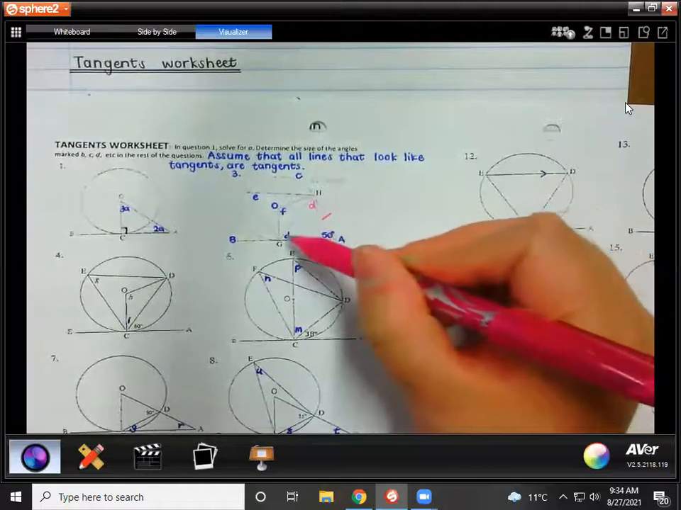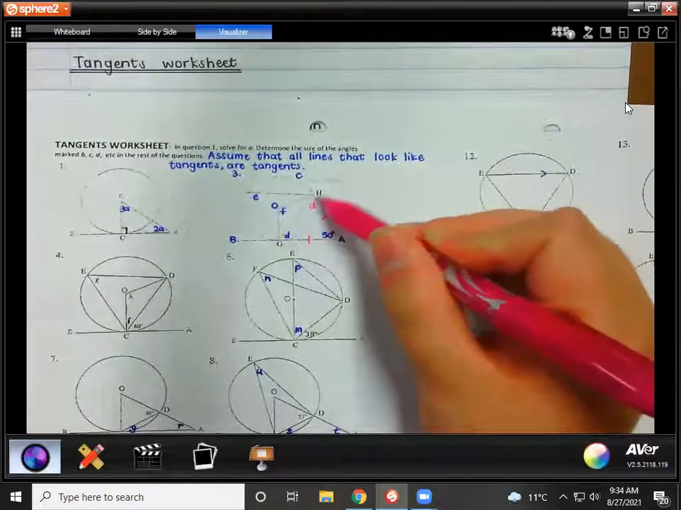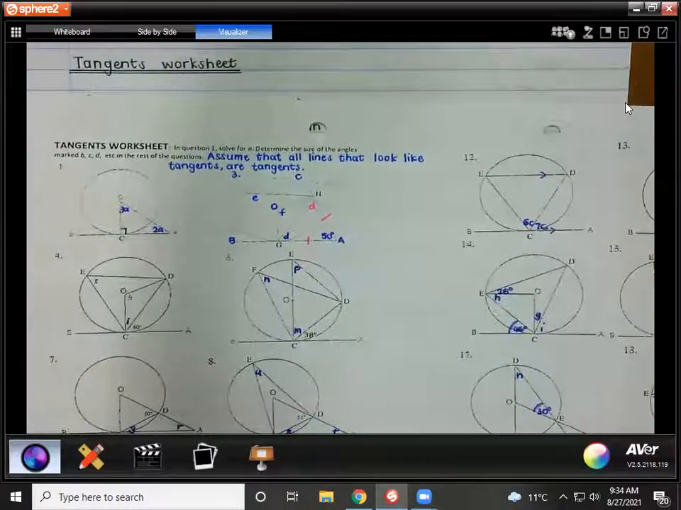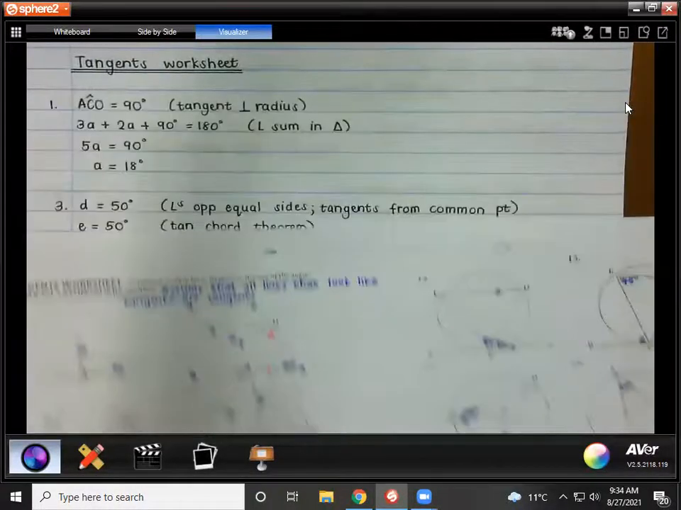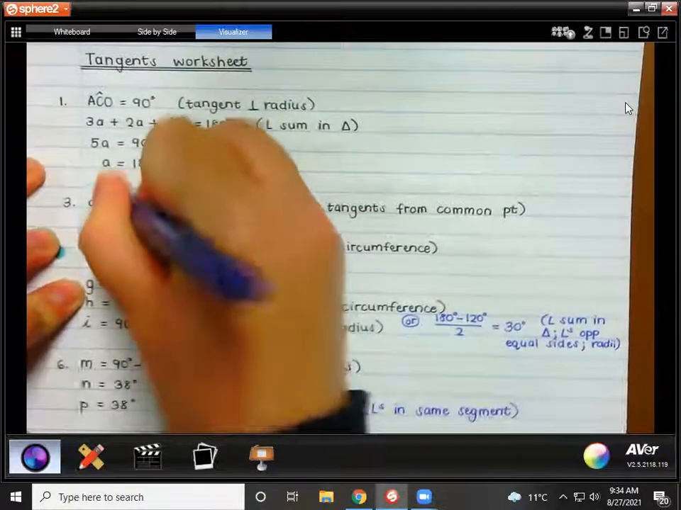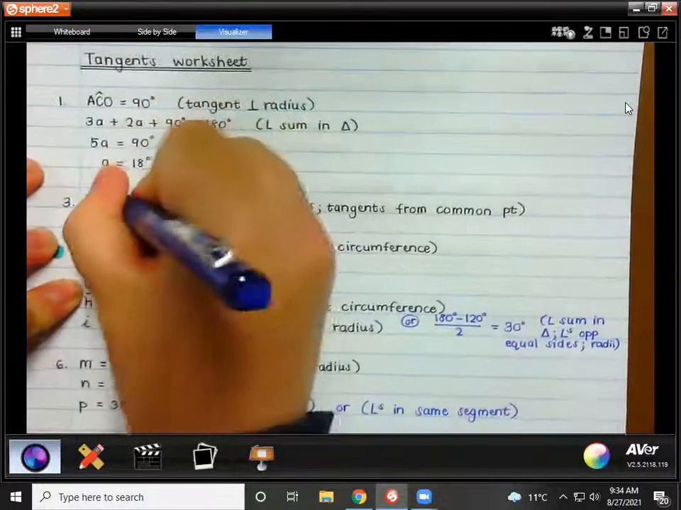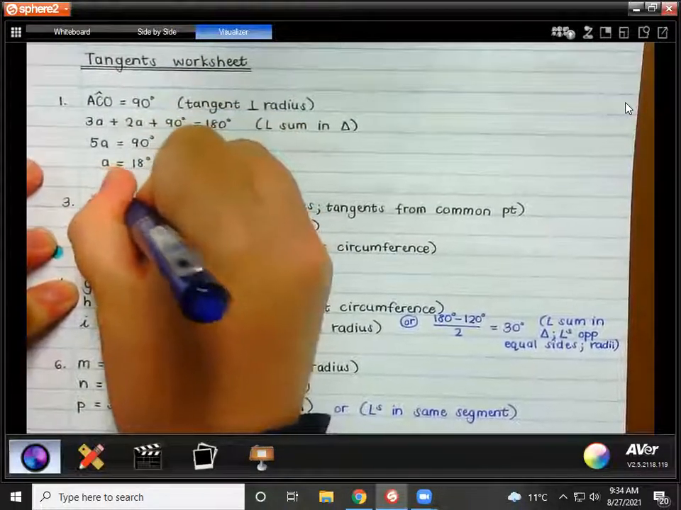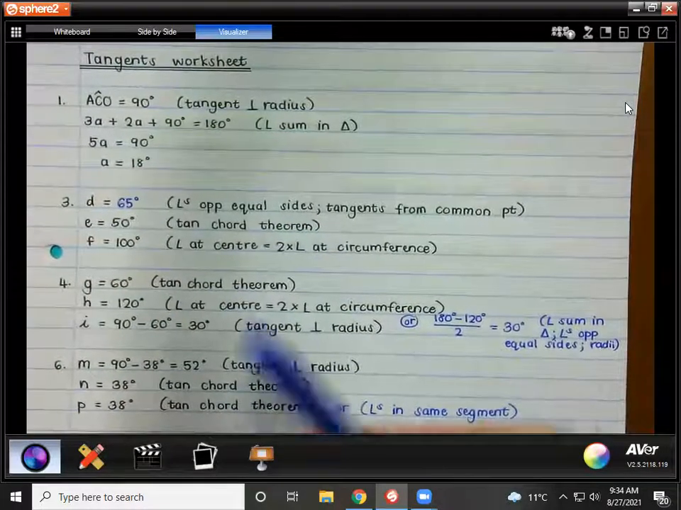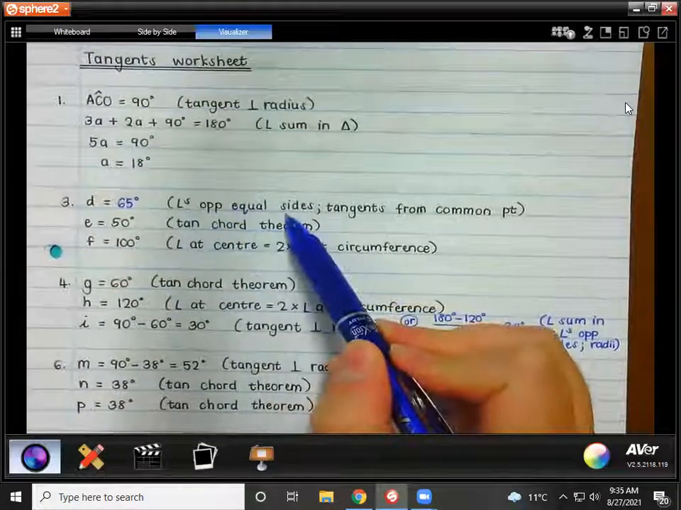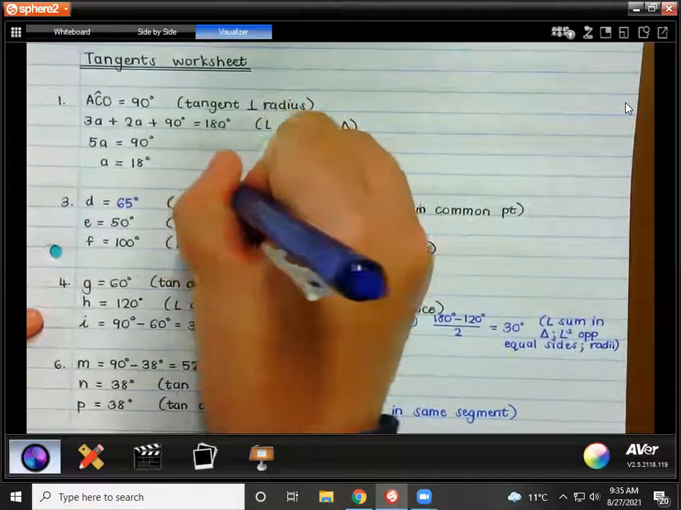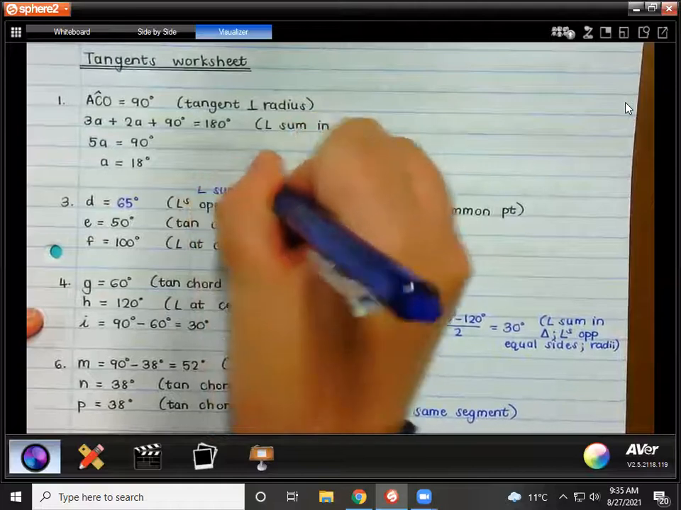So if that's 50, these two have to add up to 130 to make the 180. And what's 130 divided by 2? 65. Hey, sorry, I wrote 50 here. Okay, so this is actually 65 degrees. And my other values are also just going to have to change. I'll fix them now. So the reasons that you have to say there, guys, angles opposite equal sides, tangents from common point, and also I left out actually angle sum in triangle as well.